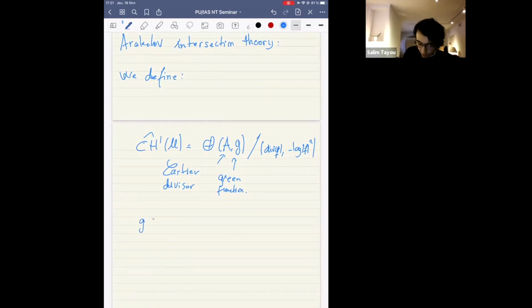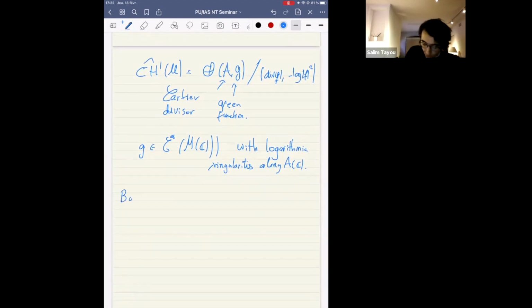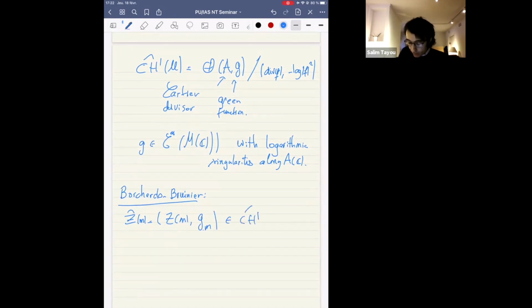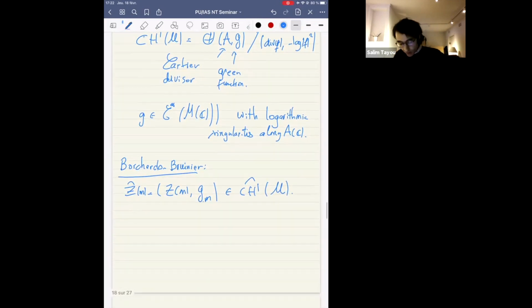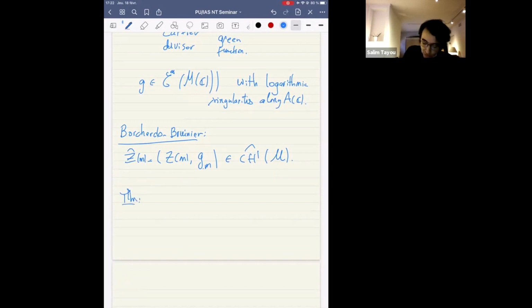By a Green function, I mean just a C-infinity function on the complex points, which has logarithmic singularities along the divisor D_C. And now, by work of Bruinier and Borcherds, we can attach to this special divisor Z_m a Green function G_m in some specific way, so that it becomes an element of this first Chow group of M. And the most interesting result in this direction is that the modularity result, as I mentioned earlier, also stays true in this setting, by an extension of Borcherds' result by Howard and Madapusi Pera.